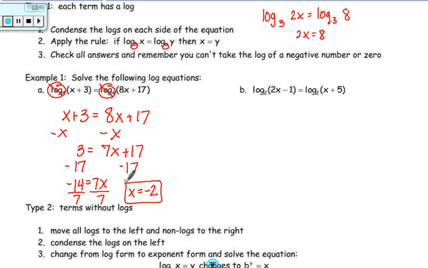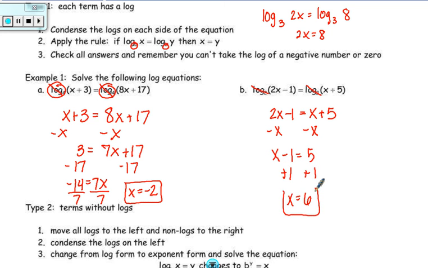So checking out part B. I have log base 2 of 2x minus 1 equals log base 2 of x plus 5. Since they're the same logs, the logs will cancel. And I can set what I'm actually taking the logs of equal to each other. So then I move all my x's to one side. So 2x minus 1x is 1x, minus 1 equals 5. And when I add 1, I get x equals 6. Now that is the easiest type of logarithm equation to solve.